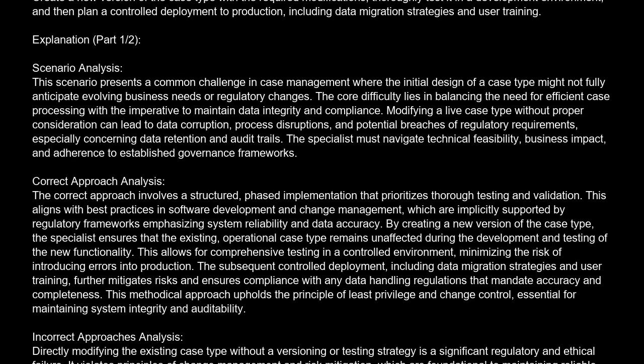The correct answer is A. Create a new version of the case type with the required modifications, thoroughly test it in a development environment, and then plan a controlled deployment to production, including data migration strategies and user training.